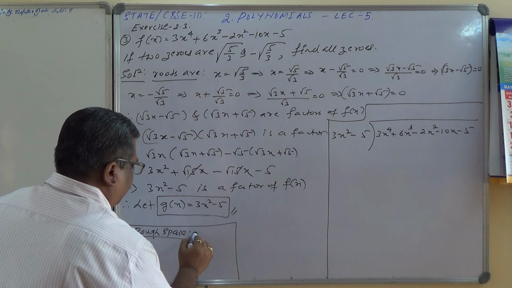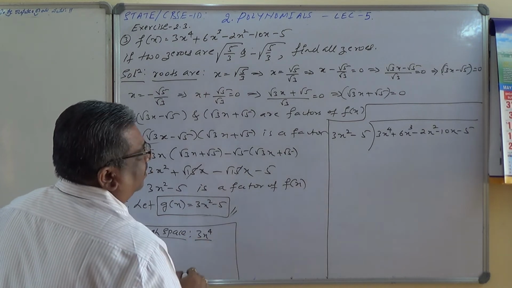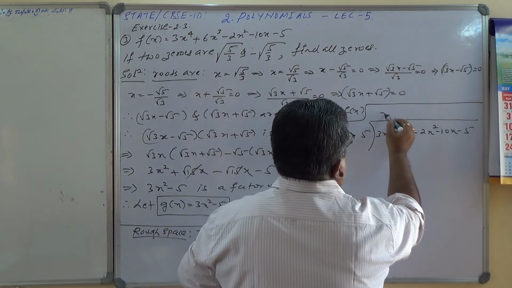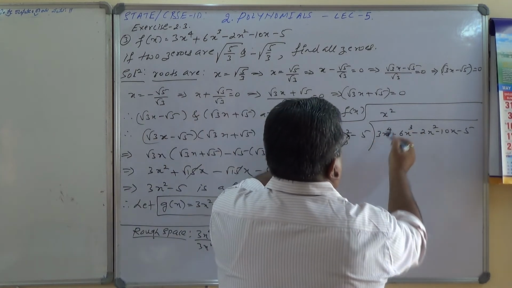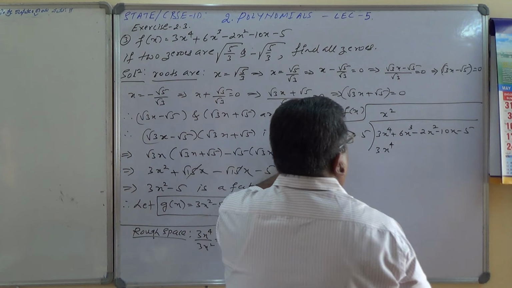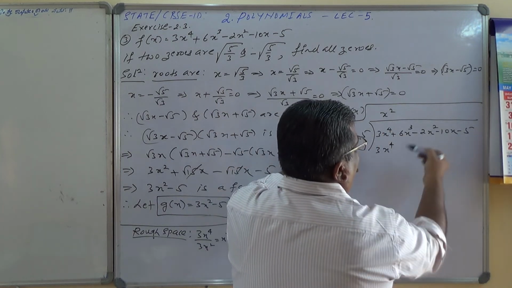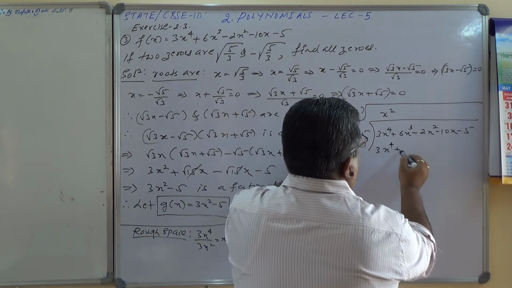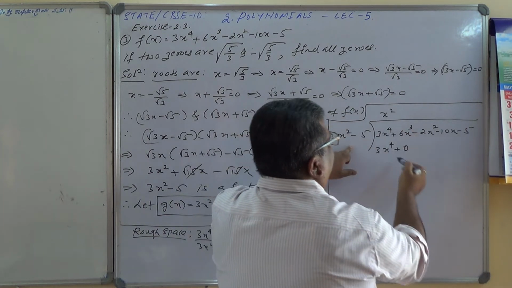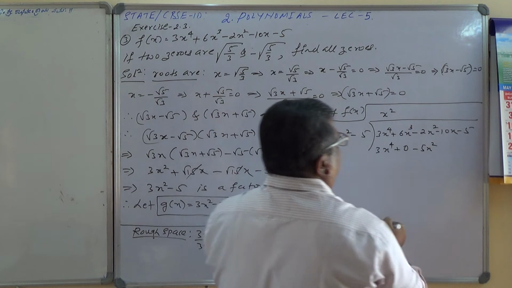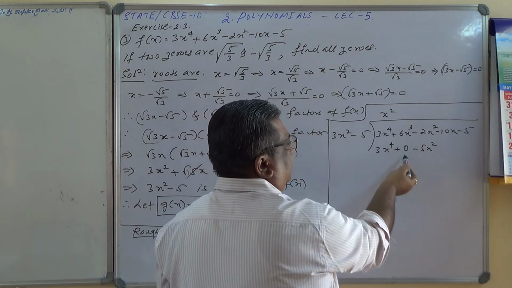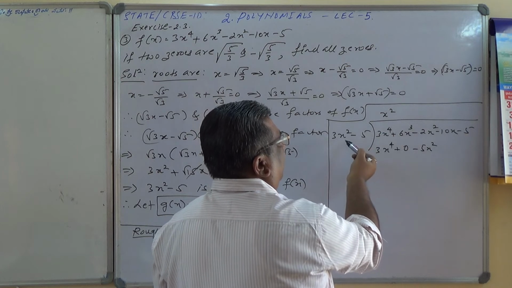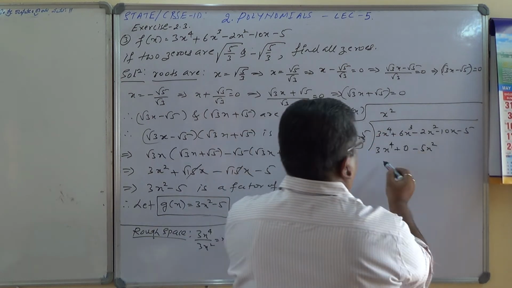3x to the power 4 divided by 3x square, which is equal to x square. So x square times 3x square minus 5 gives 3x to the power 4 minus 5x square. Where should I write? Below this one. Like terms should be written one below the other. Therefore plus 0 I will introduce, and therefore minus 5x square here. You understood? Here it is a 0 because this term is missing here. 3x to the power 4 minus 5x square it is. So I have introduced 0.